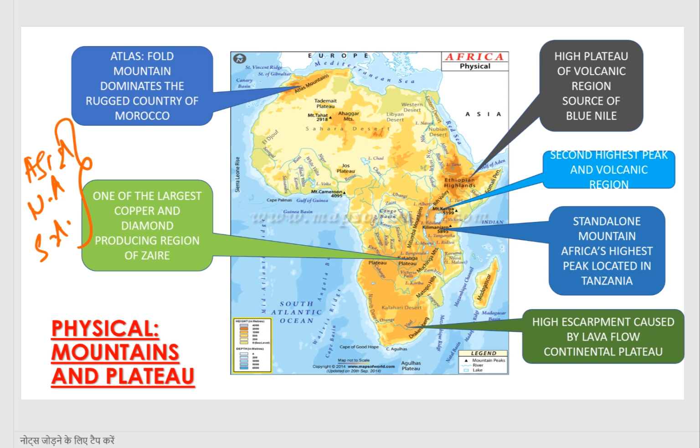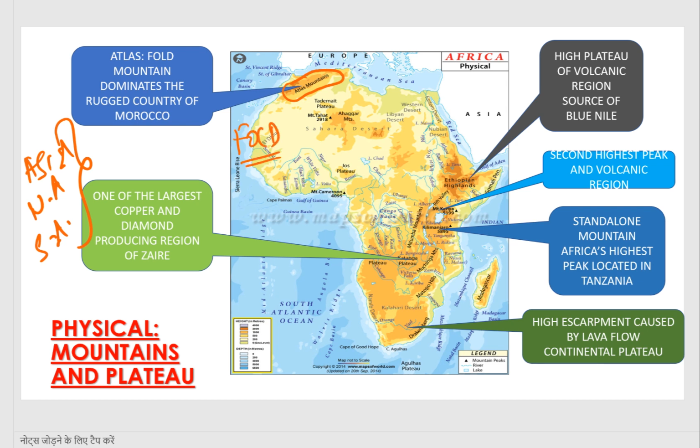Nevertheless, there is a folded mountain chain in Africa. It is of smaller length and width as compared to Himalayas or Andes or Rockies mountains. So the fold mountain system of Africa is the Atlas mountain system present in the northern belt. And the Atlas mountain system is the only fold mountains of Africa.